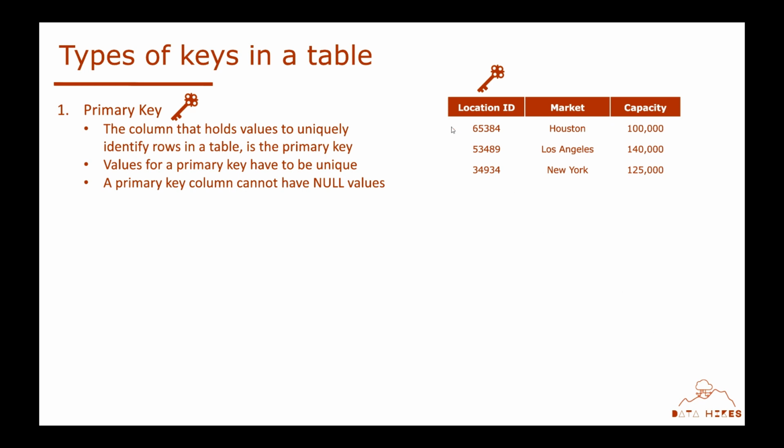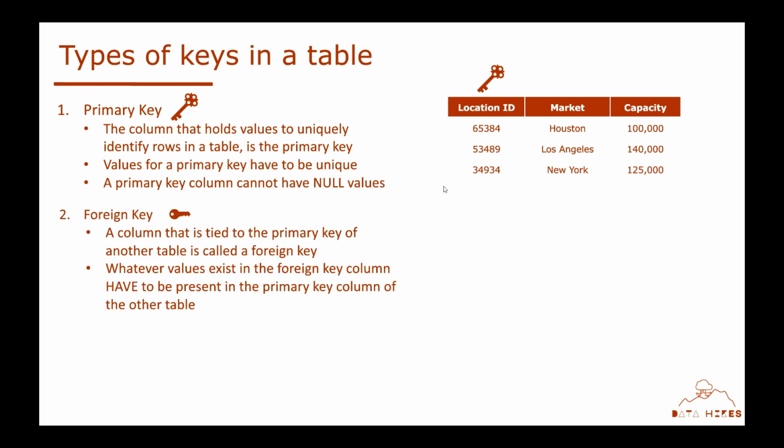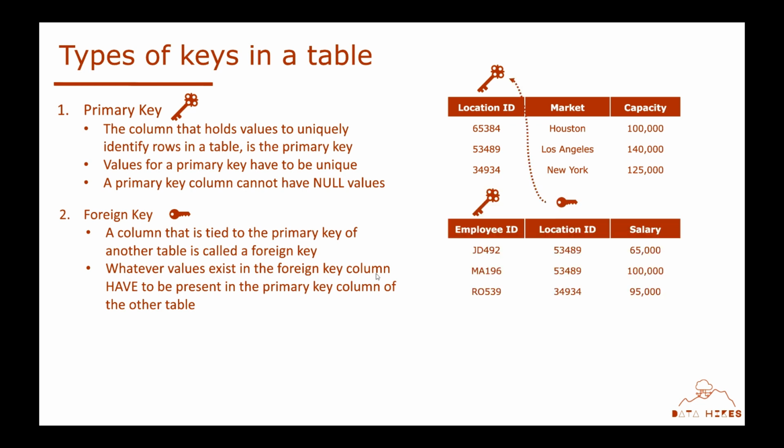Looking at an example here from before, location ID, market, and capacity, we see that the location ID is the primary key here. There are no repeating numbers, repeating IDs over here, and this is the primary key for this table. The next key we'll be looking at is a foreign key. Now, a foreign key is a column that is tied to the primary key of another table. Whatever values exist in the foreign key column have to be present in the primary key column of the other table. This can sound a little confusing, but we can show you here how exactly that would work.